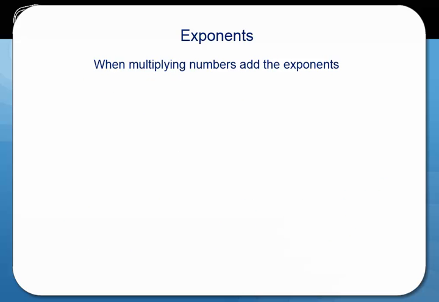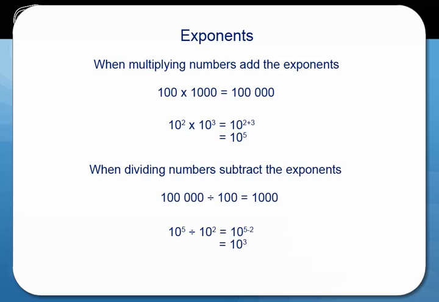When you multiply numbers, you add the exponent. For example, multiplying 100 times 1000 is the same as multiplying 10 squared by 10 cubed. Add 2 to 3 and the result is 10 to the power of 5 or 100,000. When you divide numbers, you subtract the exponent. To divide 100,000 by 100, subtract 2 from 5 and the result is 10 cubed.